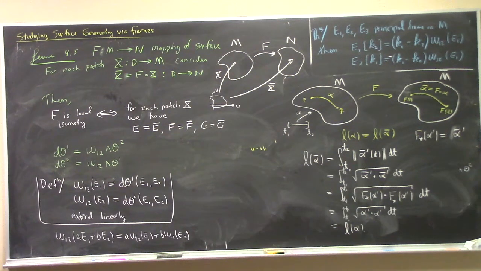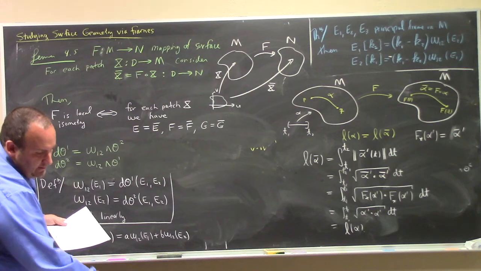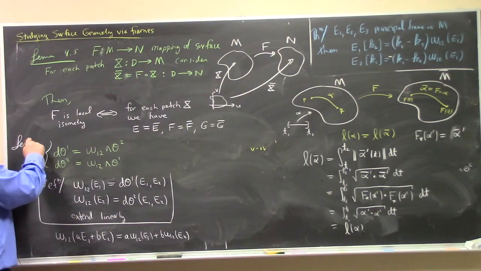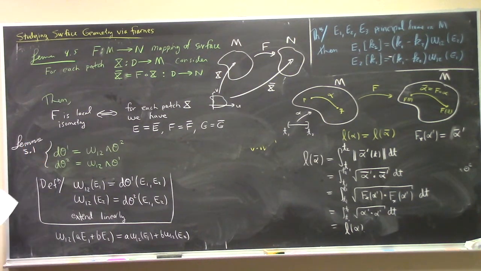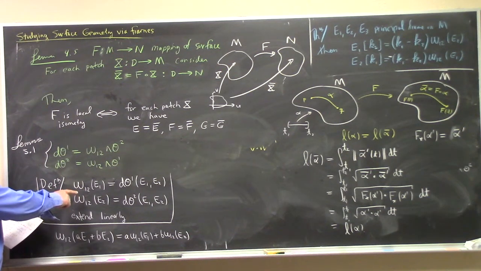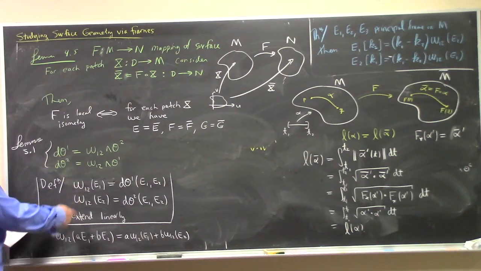I say, remark: omega 1, 2, as defined above, satisfies the structural equation by lemma 5.1. This is lemma 5.1. So omega 1, 2 satisfies the structural equations. I think all I'm saying is that this and that are consistent.